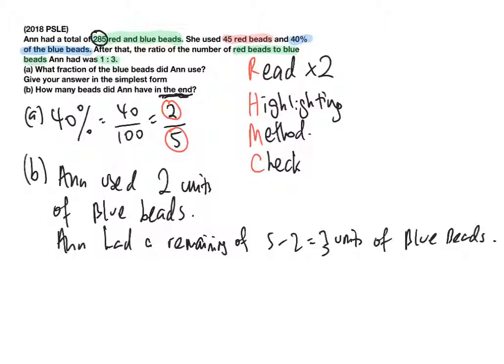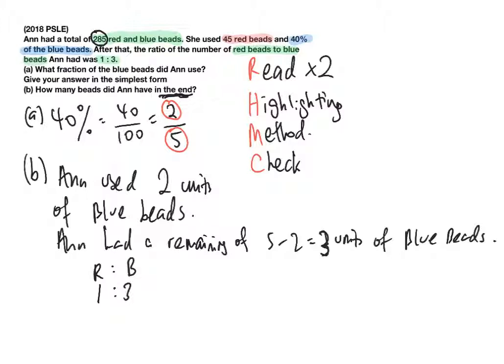In problem sums, it's always best to label your steps. You can always write statements like this and explain your working so that it's clear to you what each step represents. So you know that at the end, Anne will have 3 units of blue beads. In fact, the after ratio for red to blue is also 1:3. So red to blue is 1:3.